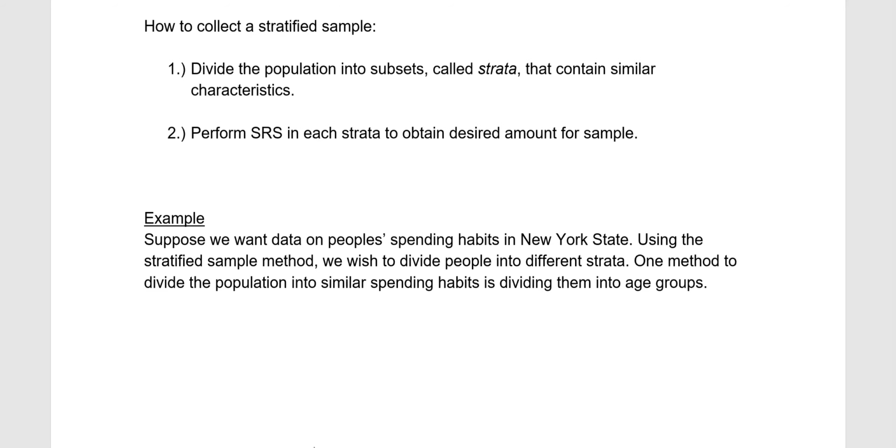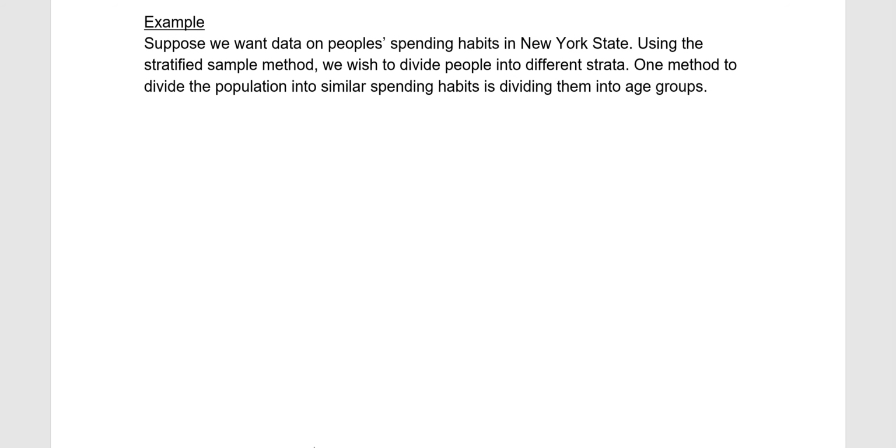So let's see what these mean. Suppose we want data on people's spending habits in New York State. Using the stratified sample method, we wish to divide people into different strata. And one method to do this is to divide them into different age groups. It's by no means the only way to do it, but it is one method to do this.